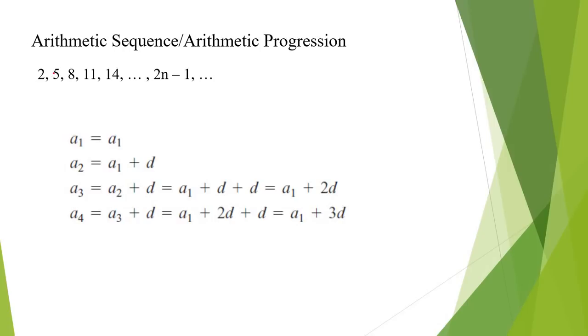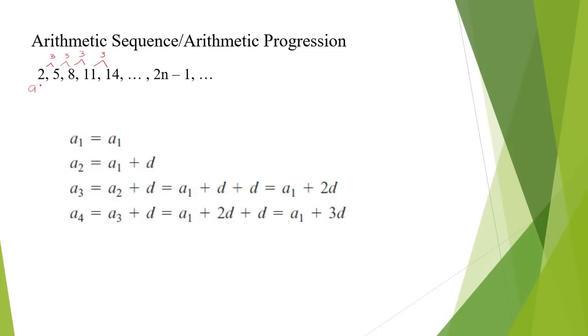Notice that we have a common difference between 2 and 5, which is 3. 5 minus 2 is equal to 3. 8 minus 5 is equal to 3. 11 minus 8 is equal to 3. And 14 minus 11 is equal to 3. The common difference is equal to 3.